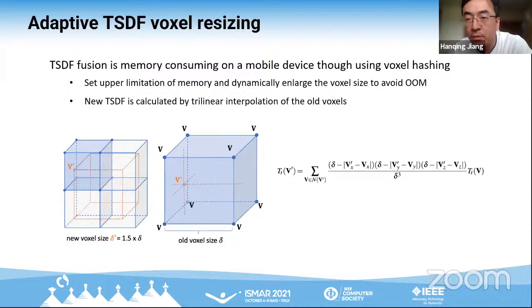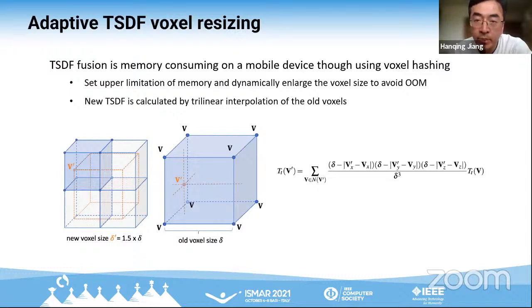Meanwhile, the depths inside the object region of each keyframe are fused by its tracked 6-DoF pose into a global TSDF model in another fusion thread on the backend. TSDF fusion is memory consuming on a mobile device, although using voxel hashing. To better overcome this issue, we propose an adaptive voxel resizing strategy, which sets up a limitation of memory and dynamically enlarges the voxel size to avoid running out of memory, with new TSDF calculated by trilinear interpolation of the old ones.